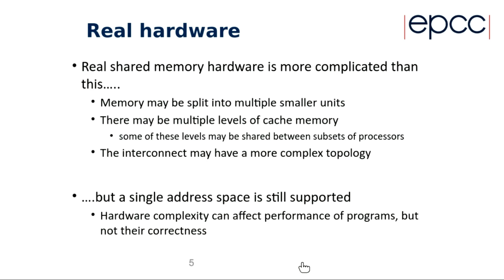But in reality, hardware is actually much more complicated than this, and that complication can happen in several ways. The memory may be split into multiple smaller units, for example. There may be some cache memory, maybe multiple levels of cache memory present. Some of those levels may be shared between some subsets of the processors or cores. And the interconnect might have some more complicated topology. But nevertheless, if it's a shared memory system, then this single address space is still supported. And the result of that is that the hardware complexity can affect the performance of programs, but not their correctness. The hardware guarantees that a correctly written multi-threaded program will execute correctly, but the details of the hardware can affect the performance.